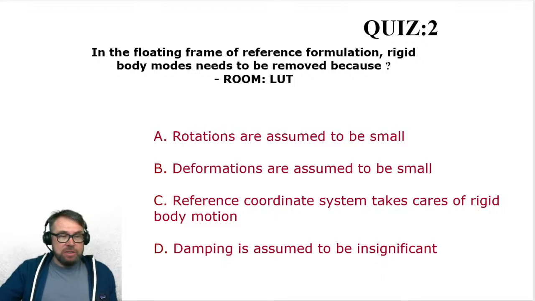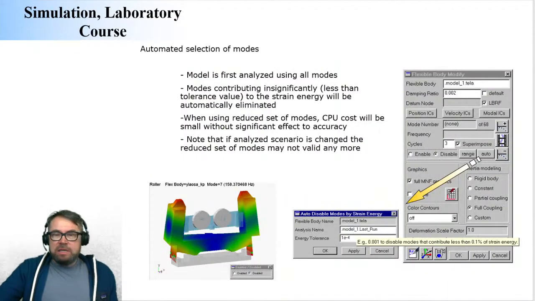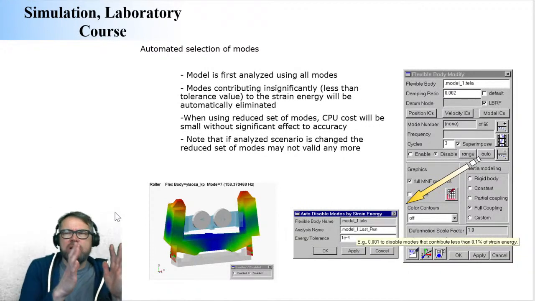Now, back to this selection procedure. Here's my mouse. What is then the way to do this selection automatically? What tools are available? This again is a screenshot from Atom software, and I think this kind of option is available in all the commercial multi-body software. This is the tool that allows you to automatically select the modes. The automatic selection works such that you simulate your system by using all the modes that you have computed.